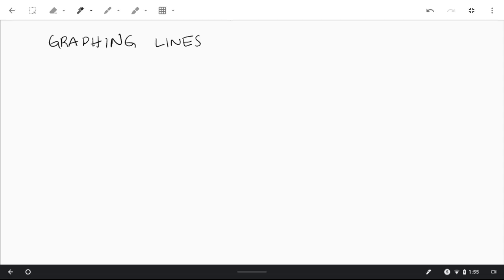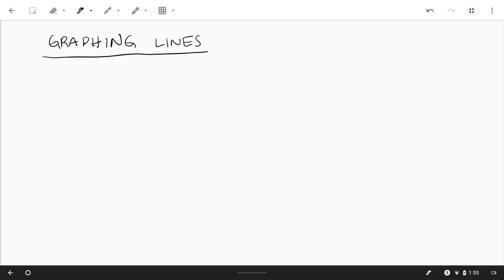So now we're going to take a look at graphing lines. We'll take a look at two methods here, one where you make a table of values, and then another one where we use the slope-intercept form. Okay?